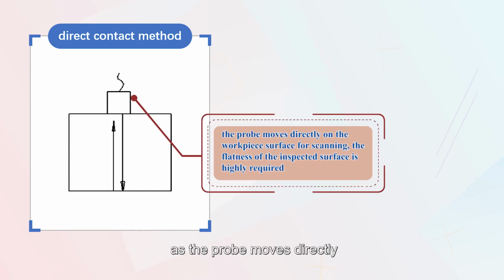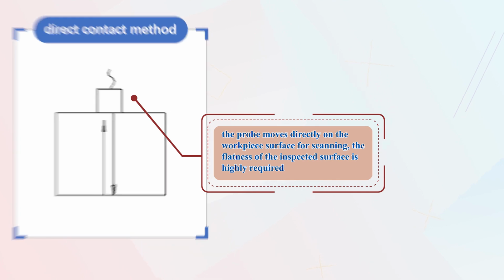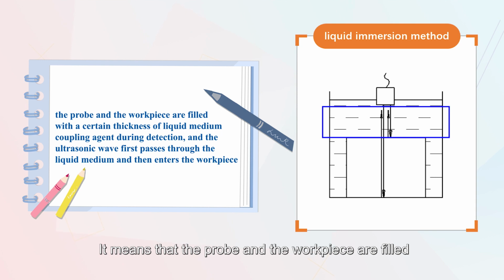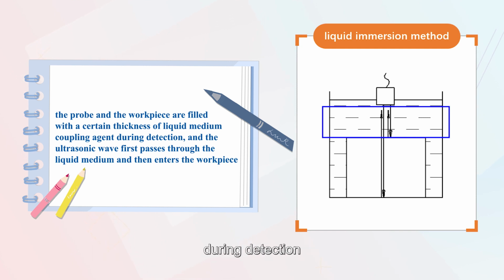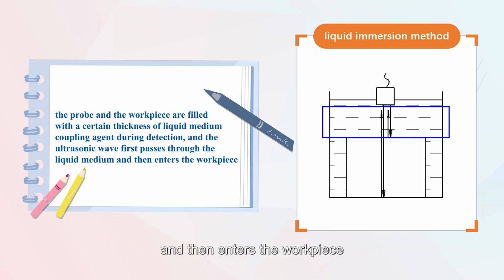However, as the probe moves directly on the workpiece surface during scanning, the flatness of the inspected surface is highly required. Liquid immersion method. It means that between the probe and the workpiece is filled a certain thickness of liquid medium coupling agent during the detection, and the ultrasonic wave first passes through the liquid medium and then enters the workpiece. This method is called the liquid immersion method.